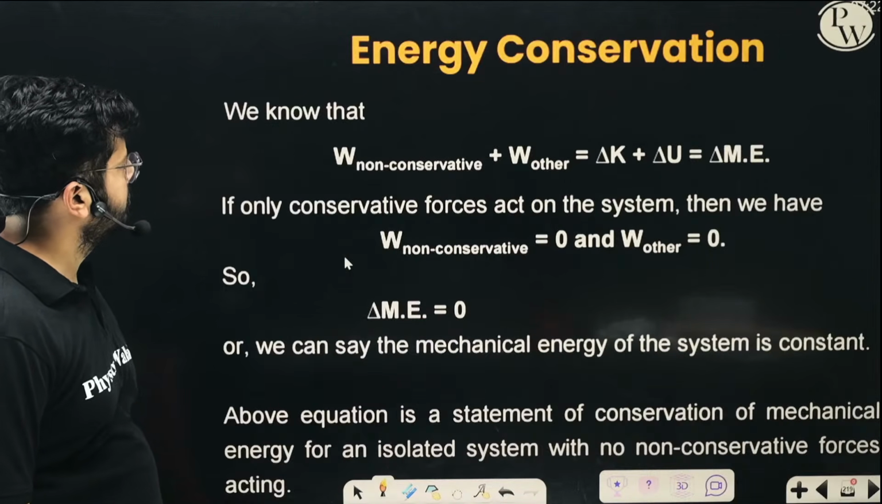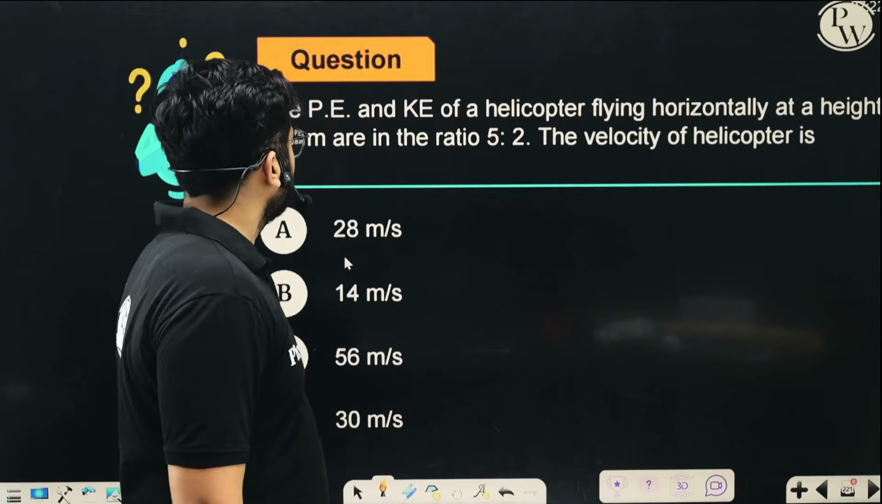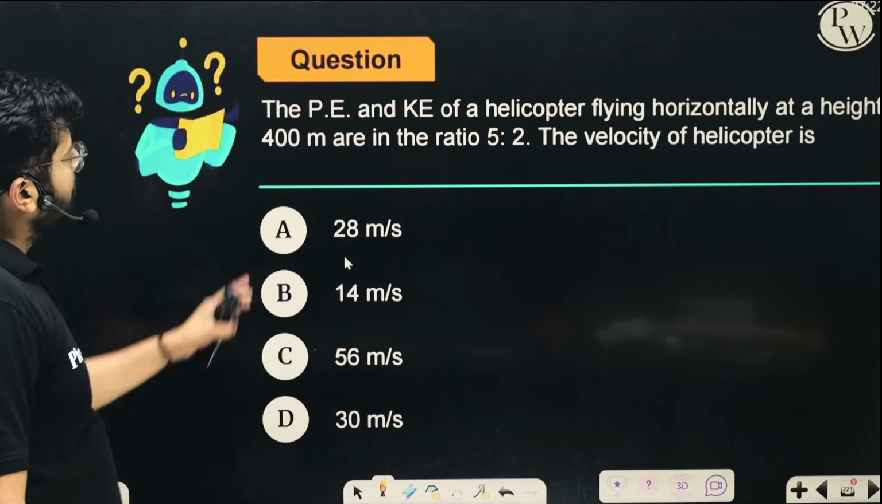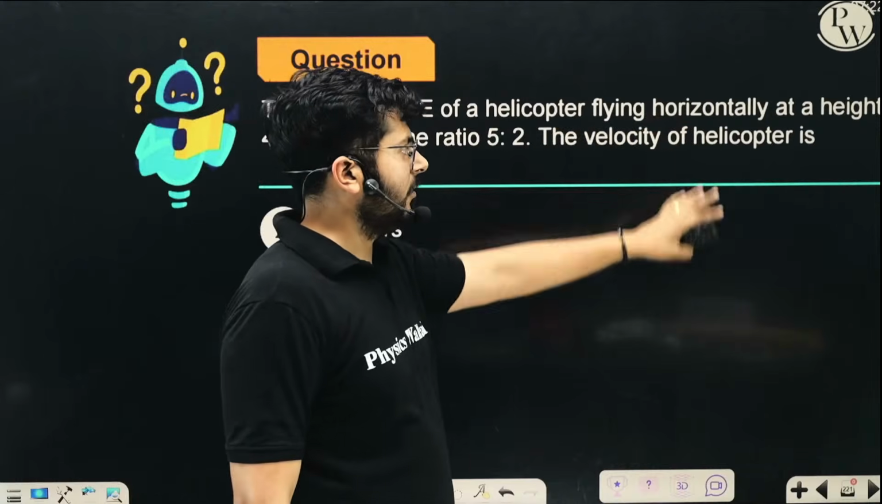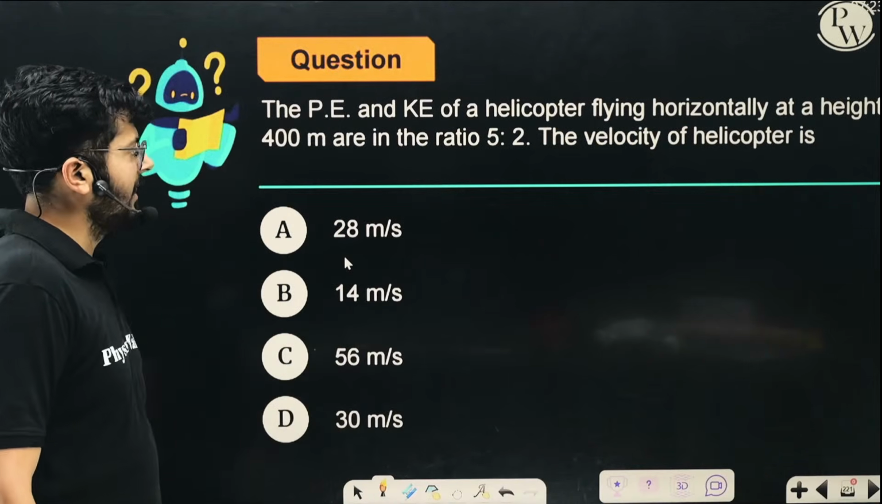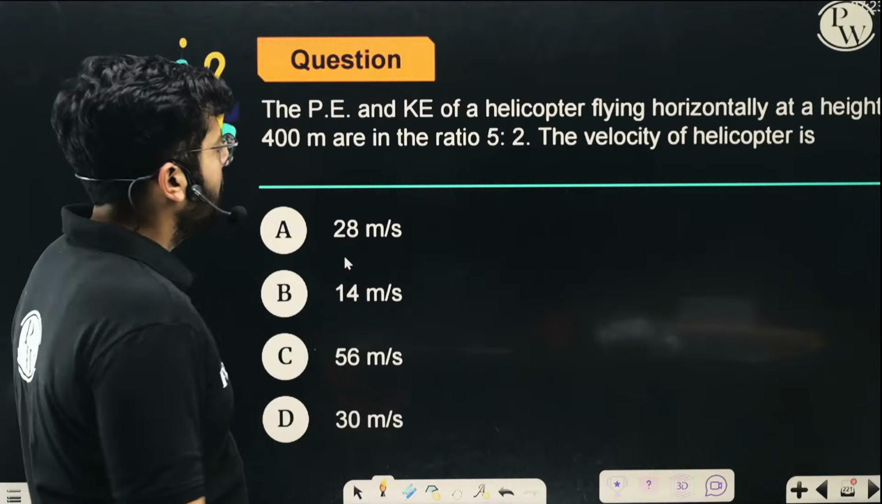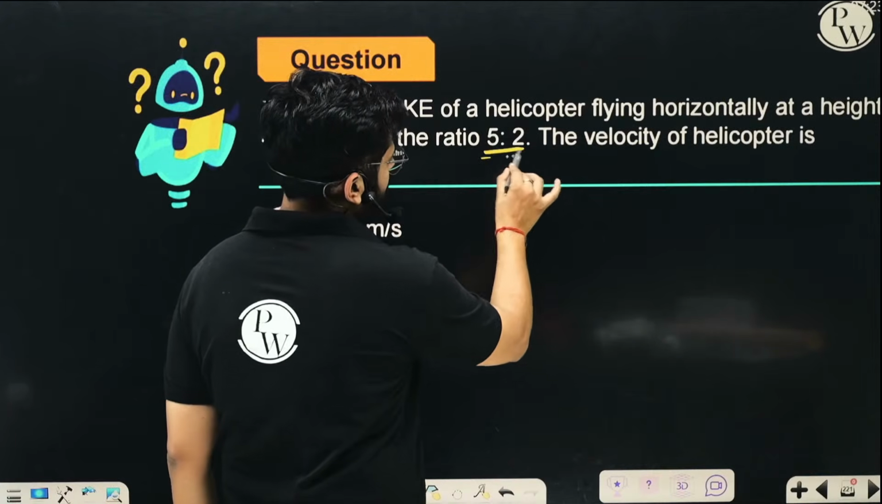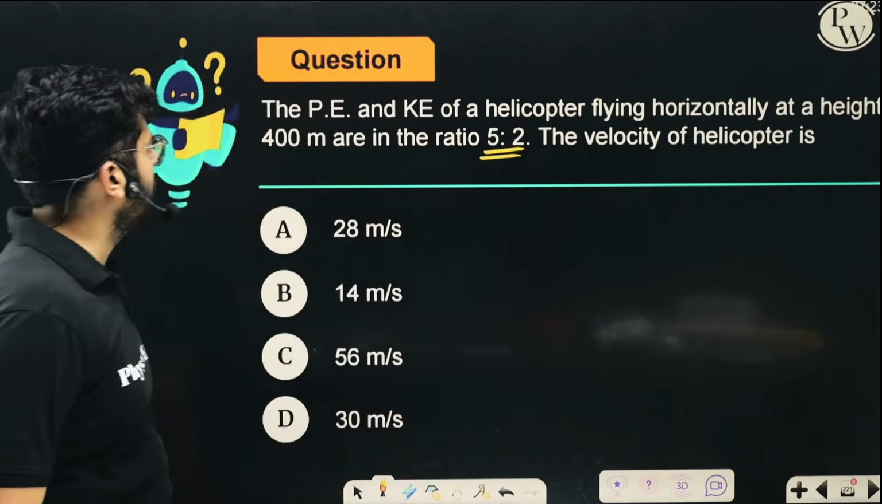All right. So now you look at this thing. The potential energy and the kinetic energy of the helicopter flying horizontally at a height of 400 meter are in the ratio of 5:2. So the potential energy and kinetic energy are in the ratio of 5:2. What will be the velocity of helicopter?